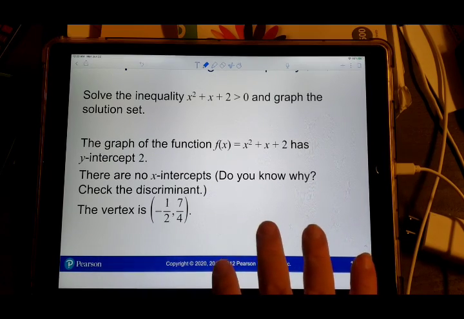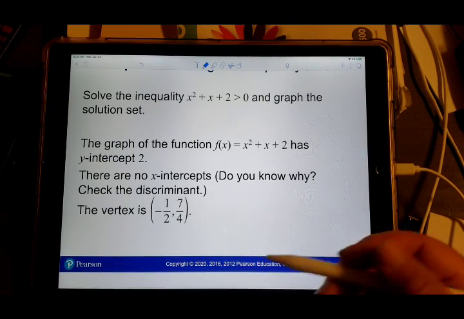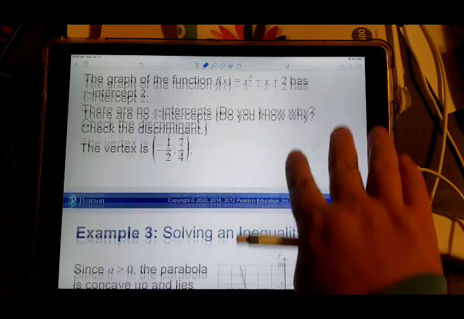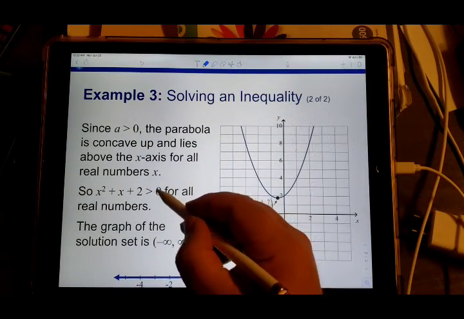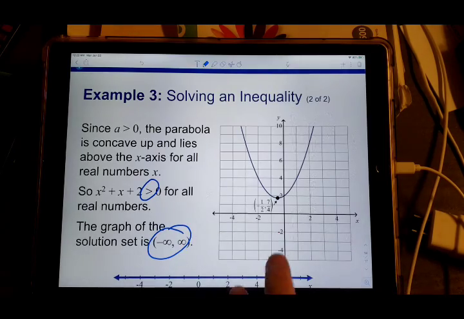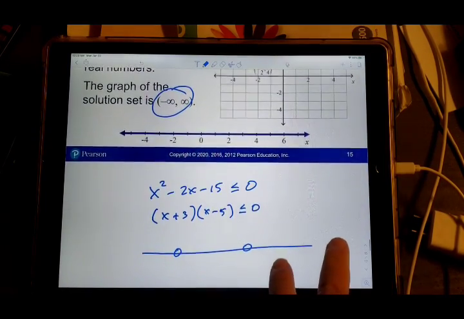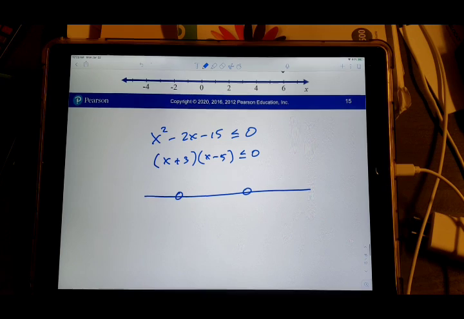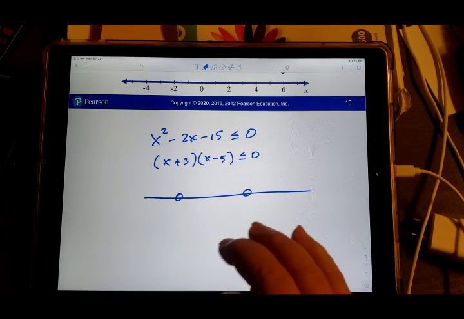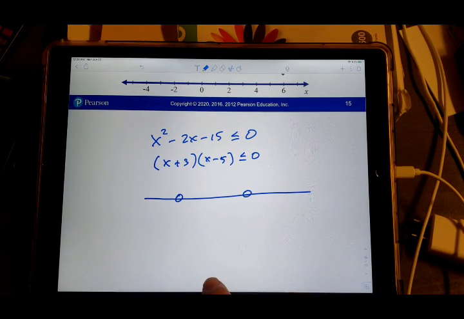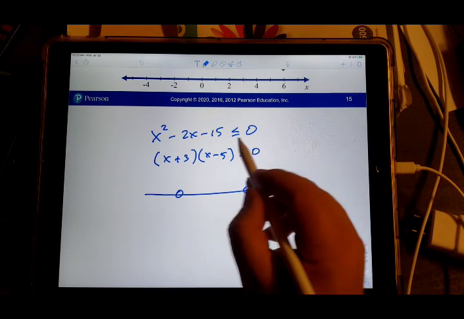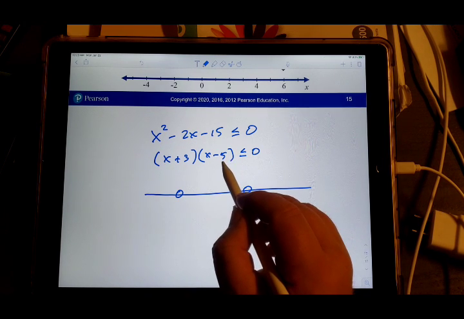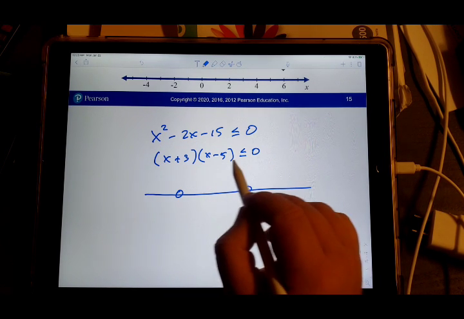All right, well, this particular problem doesn't have any x-intercepts, and I guess it helps to graph it. When you graph it, you can see it's always greater than 0. So the solution is the entire number line. But I just wrote this here because I want to do a problem a little faster. So this was the first example. I factored it. There really isn't anything I can do with this.